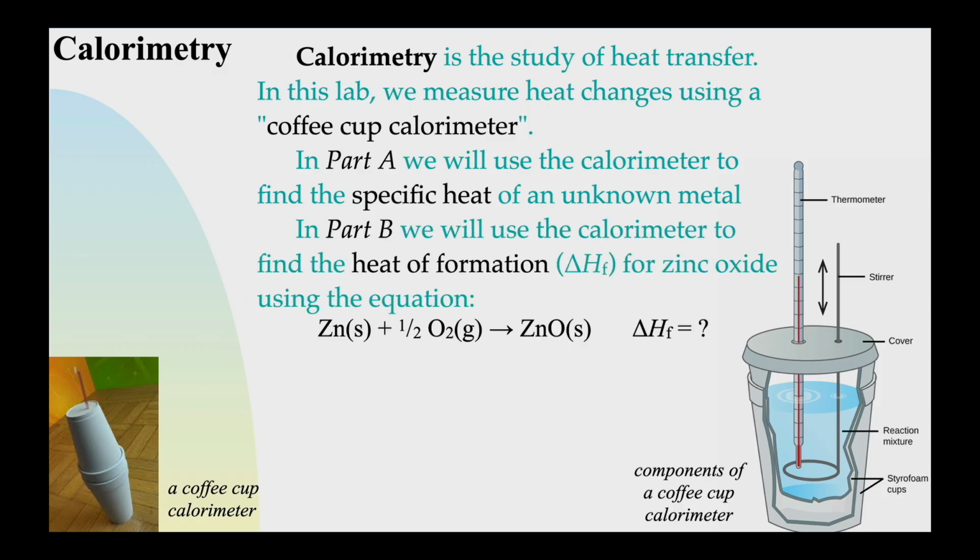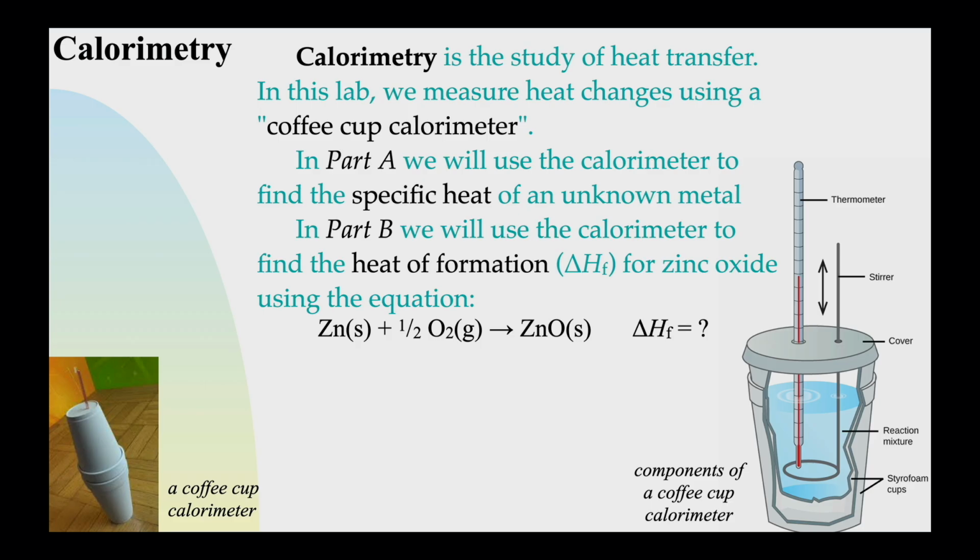In part A, we're going to use the calorimeter to find the specific heat of an unknown metal. All species in every phase have specific heats, which is how much energy it takes to raise 1 gram of the substance by 1 degree Celsius. Water's specific heat is 4.184 joules per gram Celsius, or joules per gram Kelvin. That says that 4.184 joules are required to raise 1 gram of water by 1 degree Celsius, or 1 Kelvin. The metals will have a specific heat value as well: so many joules required to raise 1 gram by 1 degree Celsius. And the goal is to figure out what that value is.